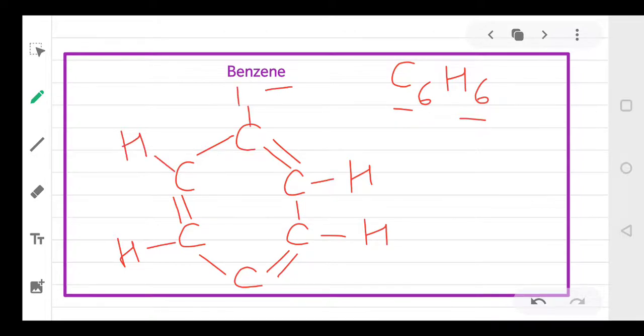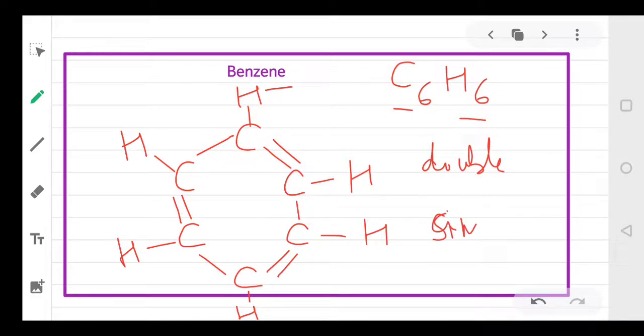So this is a structure of benzene. यह बहुत बार पूछा जाता है. The second thing which is asked in this structure is how many double bonds and how many single bonds are present. आपके कितने डबल बॉन्ड्स हैं इस स्ट्रक्चर में और कितने सिंगल बॉन्ड हैं.